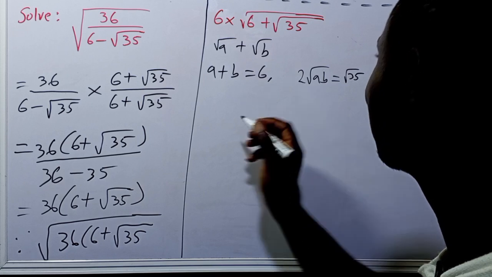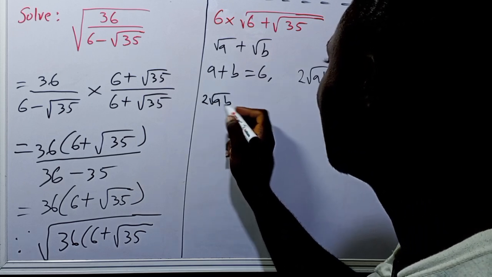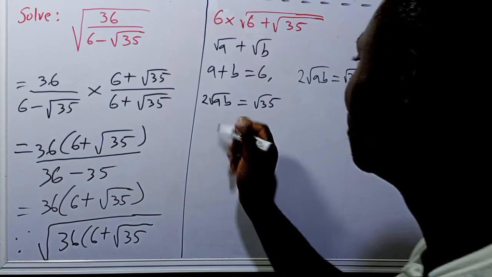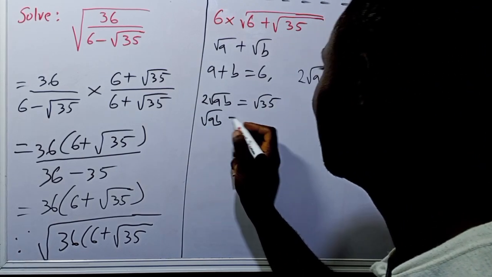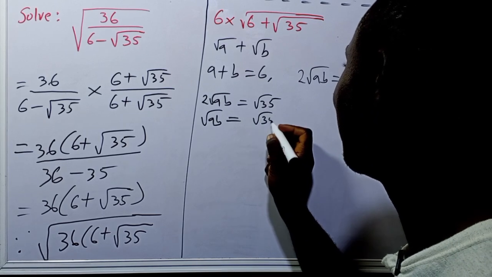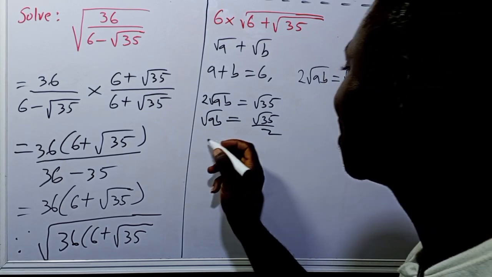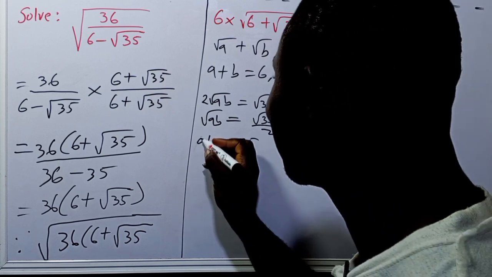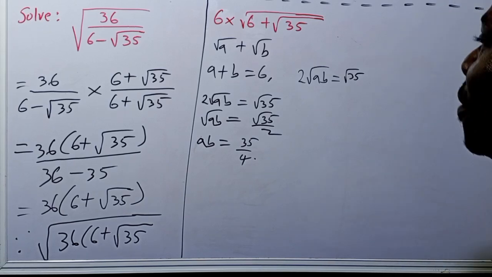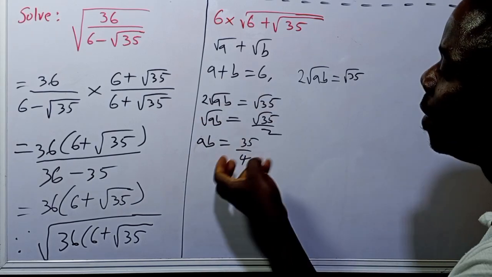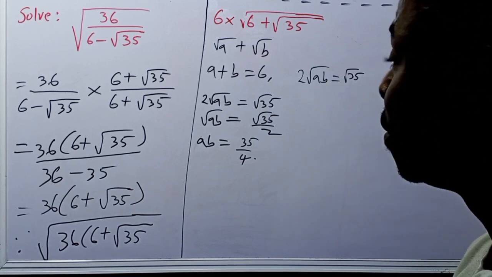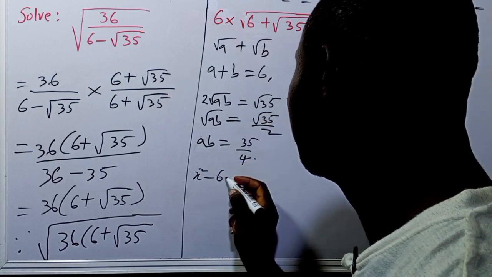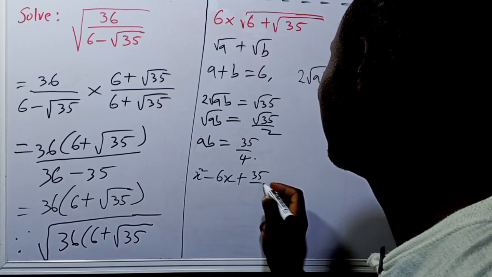From this expression, 2 square root ab is equal to square root 35. We need an identity for ab. Then we can say square root ab is equal to square root 35 over 2. When you take the square of both sides, you have ab is equal to 35 over 4. Now it's like you have the sum of roots and the product of roots. This takes us to a quadratic equation, which says s squared minus 6s plus 35 over 4.